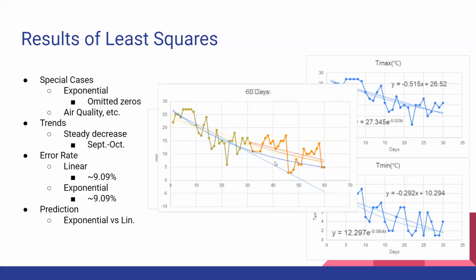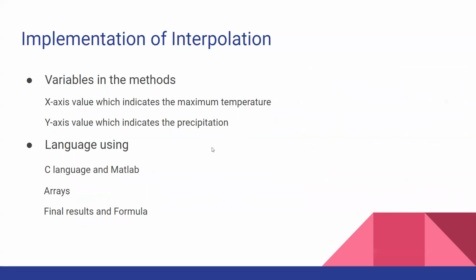And then here's the actual 60-day forecast altogether. And you can see that yellow is hanging real close by the red, and blue is not too far off. So in terms of accuracy, I think the exponential approximation is much better. I'm going to hand it over to Jai Wang, who's going to talk about interpolation.